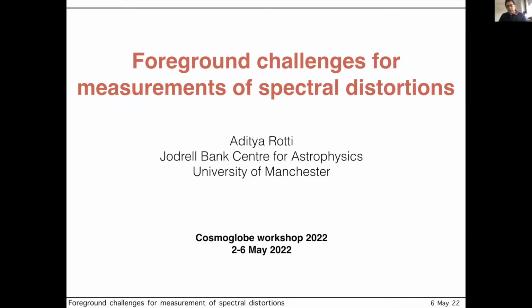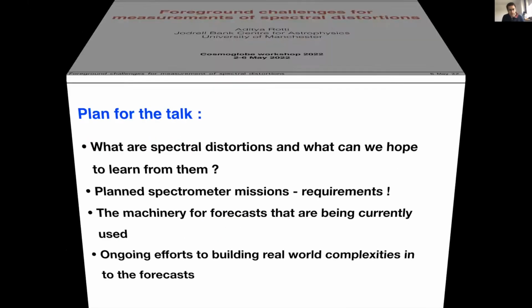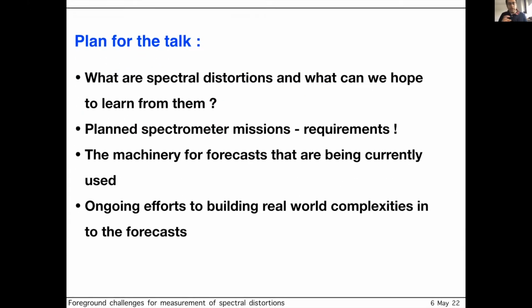Okay, so here is the plan for my talk. I'm first going to start off by telling you very briefly what spectral distortions are and what we can hope to learn from them. The next thing is to say what the planned spectrometer missions are, and what the requirements are to make these spectral distortion measurements.